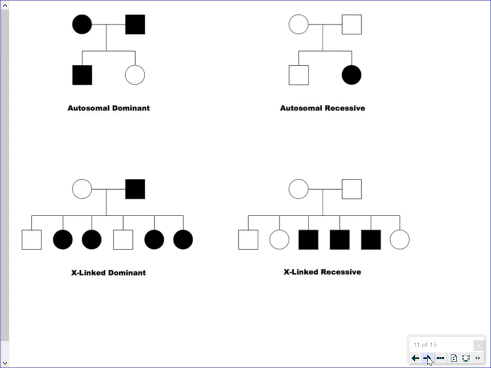So again, big clues for autosomal dominant, as we just saw. Parents are affected, child is not. Start with autosomal dominant to see if that's the mechanism of inheritance. Parents are not affected, child is. That's a pretty good clue that it's autosomal recessive.